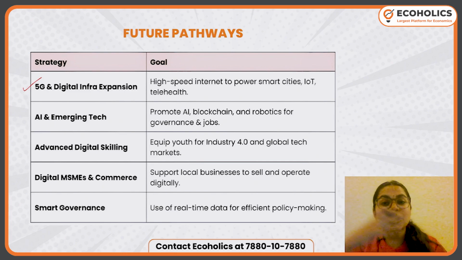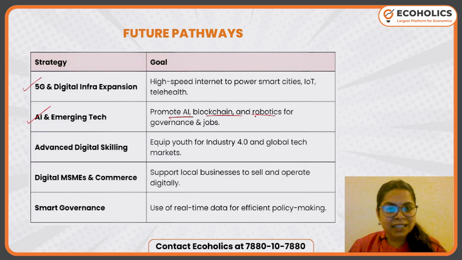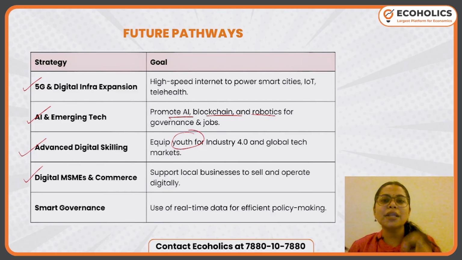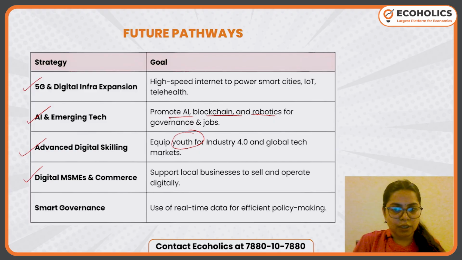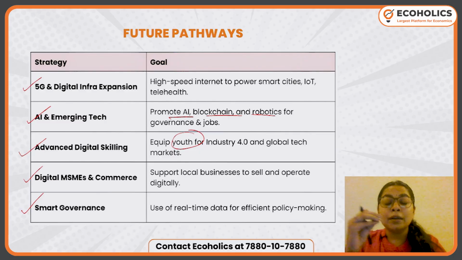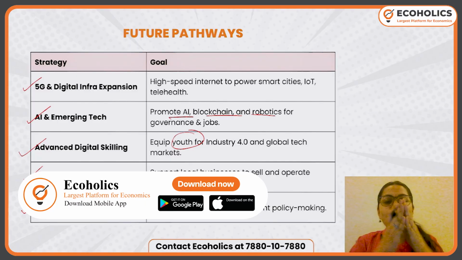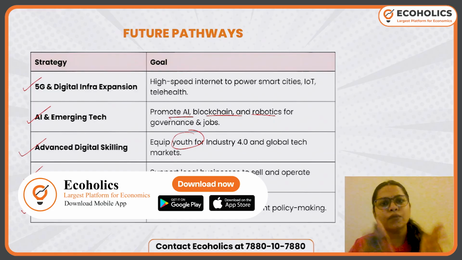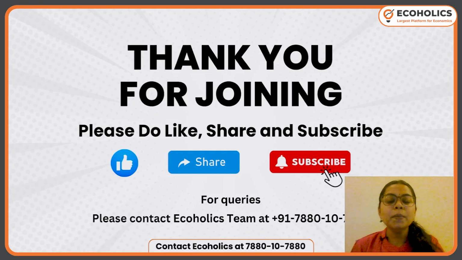We also have to imbibe the changing technology, for example, promoting AI, blockchain, and robotics for governance and jobs, and advanced digital skilling. We need to equip the youth for Industrial Revolution 4.0 and changing global markets, be it tech or industries. We also need to support local businesses so that they are able to use the digital economy to their advantage, and further enhance governance into smart governance, where there is usage of real data, understanding of real-time problems and implementing real-time solutions, and focusing on efficient policy making, not just policy making for the sake of policy making. Now, I hope you got clarity about all the aspects related to the Digital India Mission.